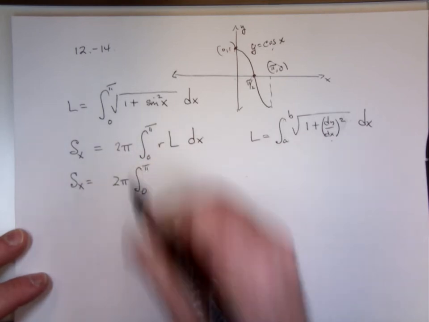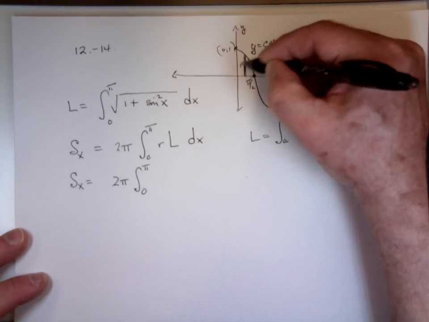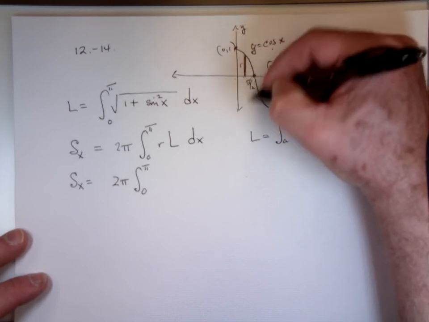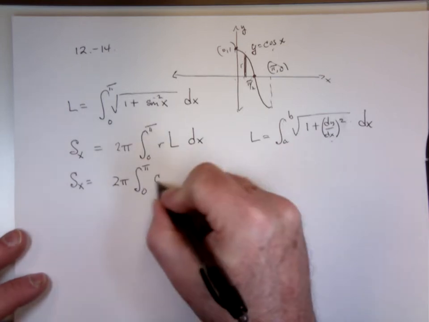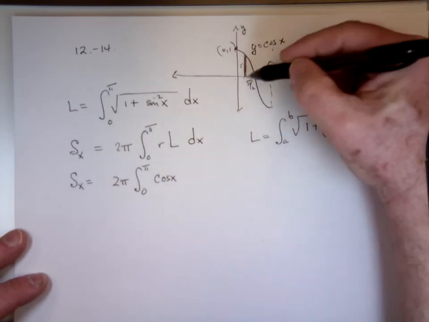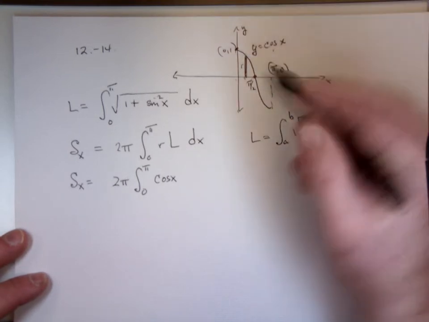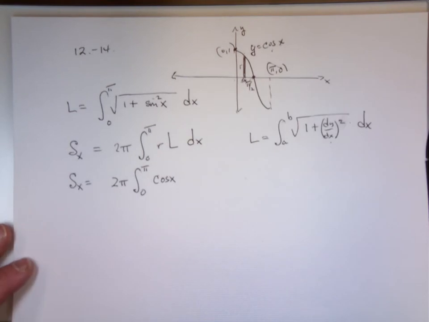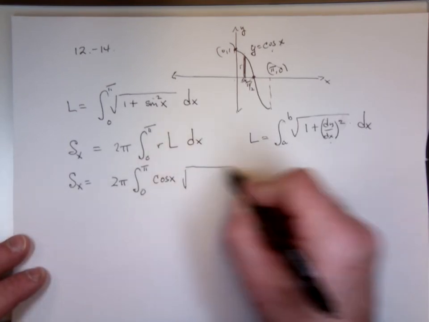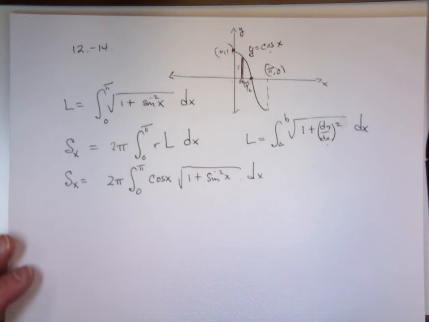Now, if this is going around the x-axis, that's r. As this goes whipping around the x-axis, what's r equal to? Cosine x is correct. Very nice. It's equal to the height above the x-axis, which is y, but everything is in terms of x, so y is the cosine of x. L, what's L? That's an element of the arc length, the square root of 1 plus sine squared. Is that number 13 that you're doing? Yeah, this is number 13.